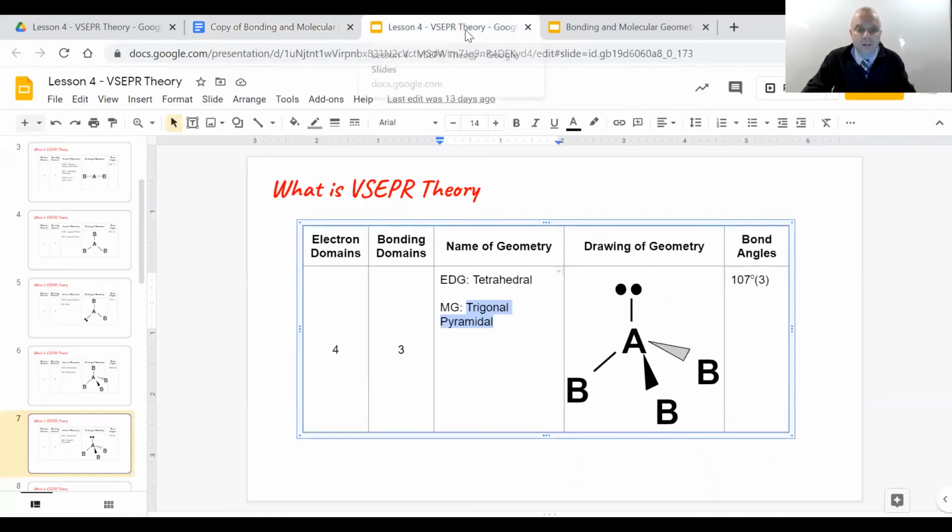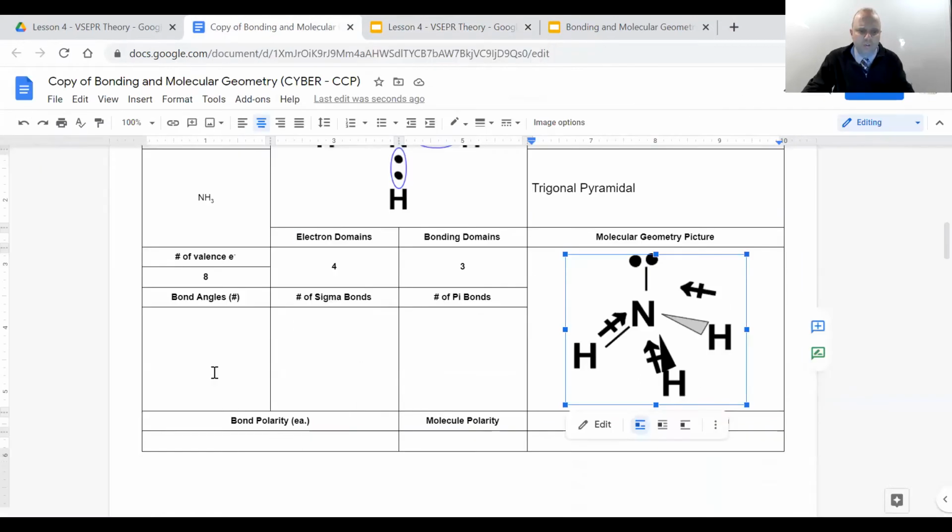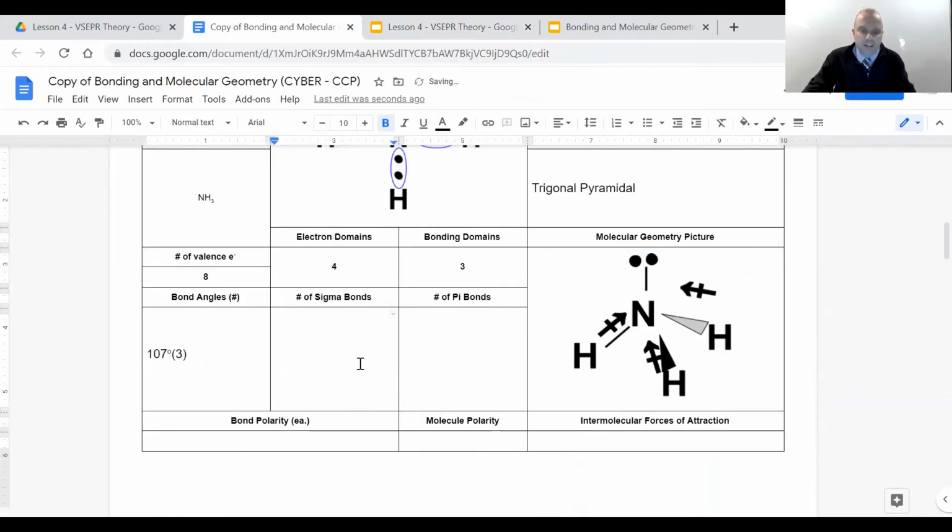So the bond angle, again, you can copy and paste that right from the VSEPR Theory Guide. So it's 107, and there are 3 of them. There are 3 sigma bonds in this and no double bonds, so there's no pi bonds. Bond polarity, we said, is going to be always polar.